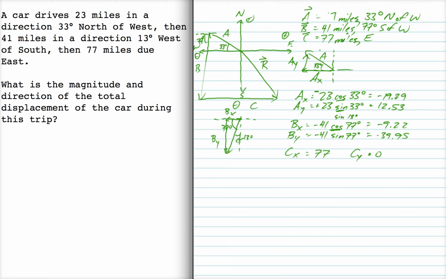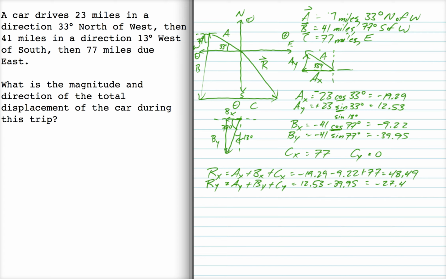Okay, so the first step is done. We've broken each vector into components. Now we add up our like components. The x component of the resultant is minus 19.29 minus 9.22 plus 77, which is 48.49, and the y component of the resultant is positive 12.53 minus 39.95, so that's minus 27.42.